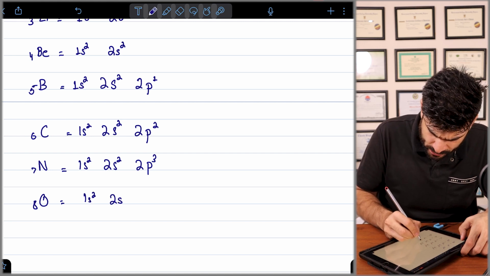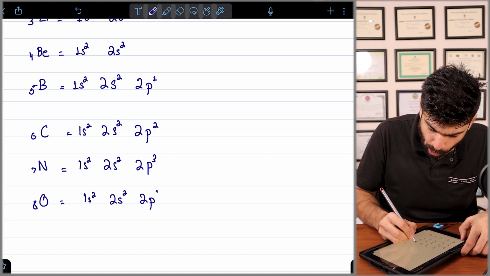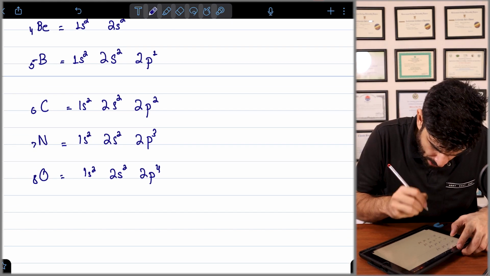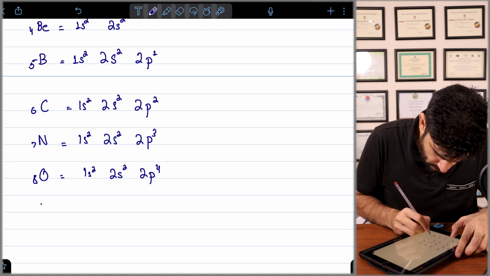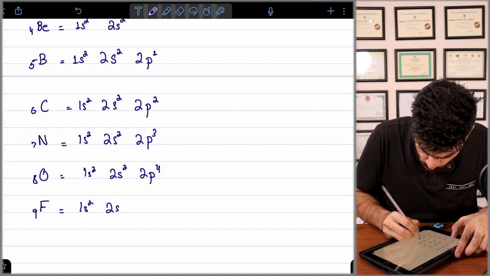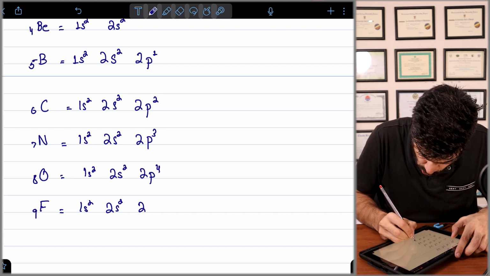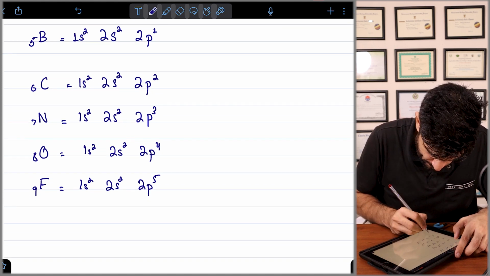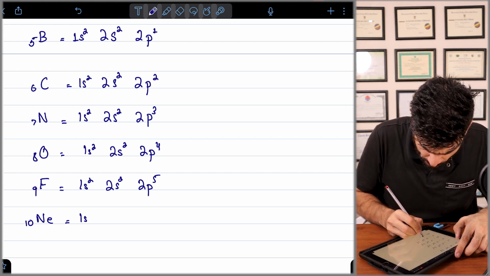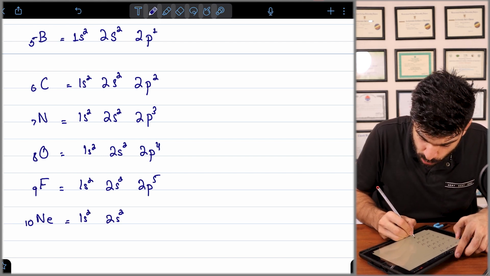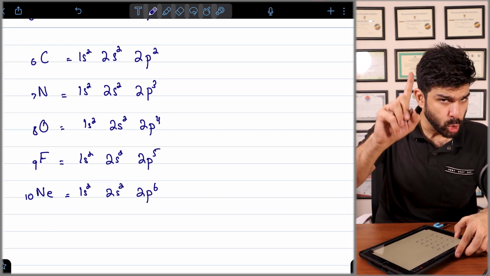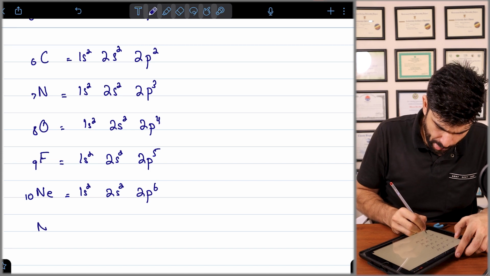Oxygen, 1s2, 2s2, 2p4. If you can observe, I'm just adding 1 electron one by one. Fluorine, 1s2, 2s2, 2p5. Neon, 1s2, 2s2, 2p6. Let's talk about sodium, and that is the last element for today.